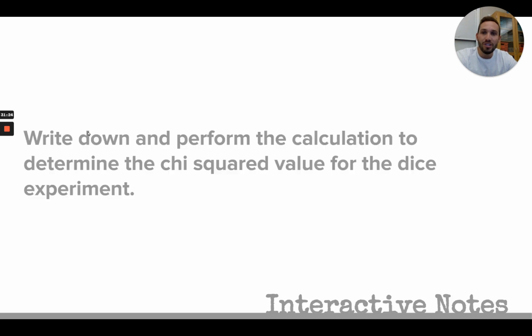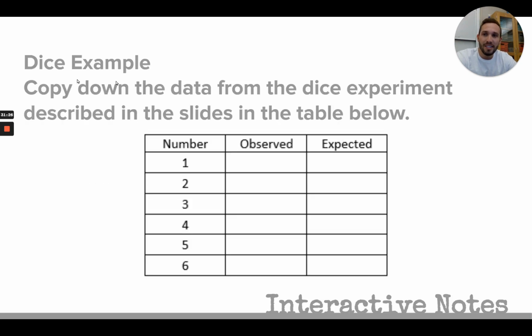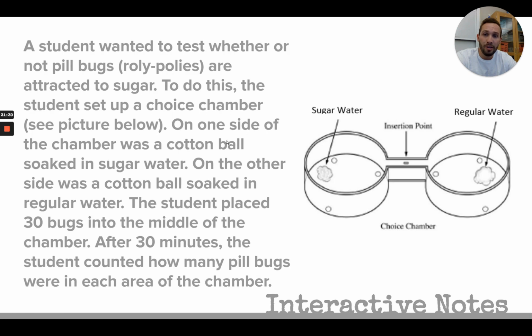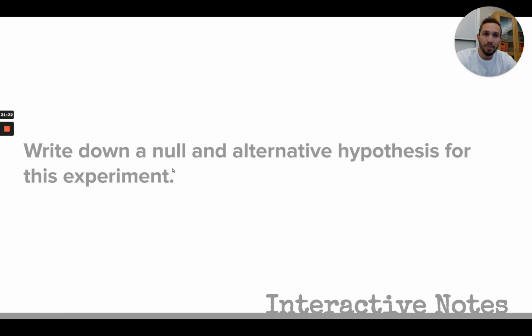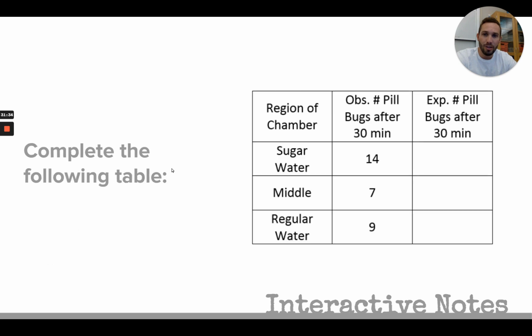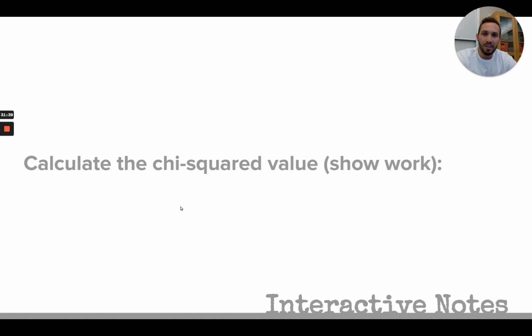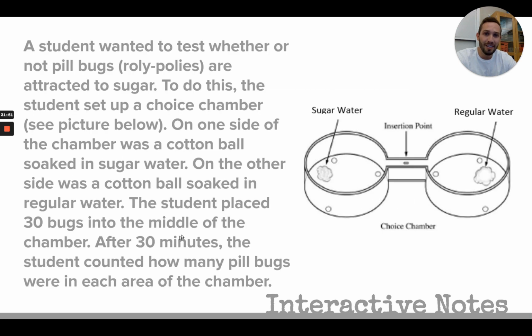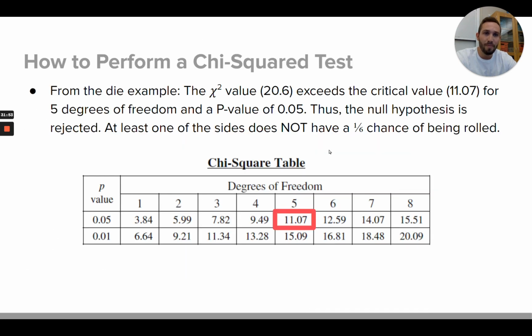So you guys have some questions. On the left side, I did the first 2 questions with you, and then there's a new scenario that you're going to think through. It's a lot simpler because there's only 3 possible outcomes. But try to do this one on your own and come up with the chi-squared value, and then figure out the critical value by looking at the chi-squared table and figuring out the correct degrees of freedom. And then ultimately figure out, is your null hypothesis accepted or rejected, and justify your answer, just like I did in the notes for the dice example.